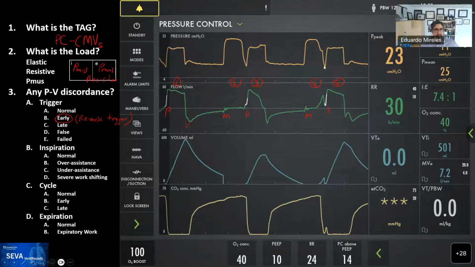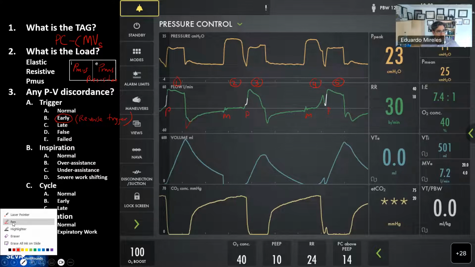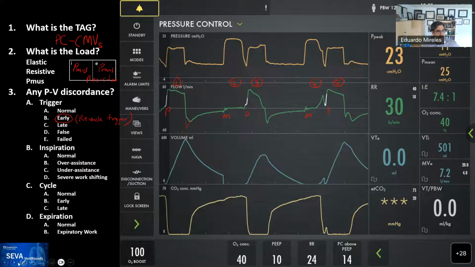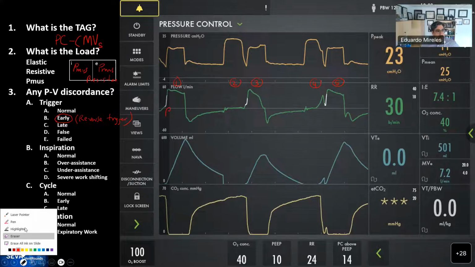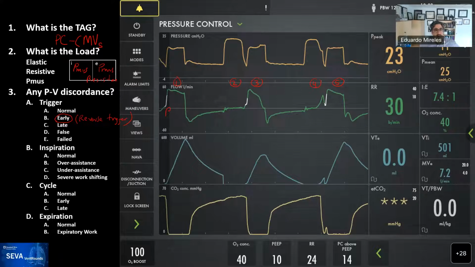I'm going to erase the screen for a second so that we can point it out a little better. I didn't press what I had to press, the eraser here. So I'm going to erase this for a second. And what you see is the following. This is the mandatory breath, it started. Then the breath ends, and the machine senses that there's patient effort. You can see that in the flow, there's definitely patient effort. This should be an exponential decay. So this goes with a patient effort trigger.